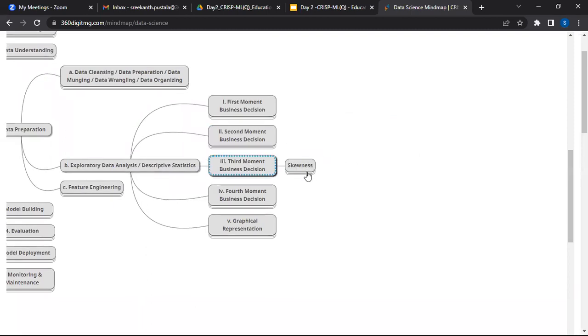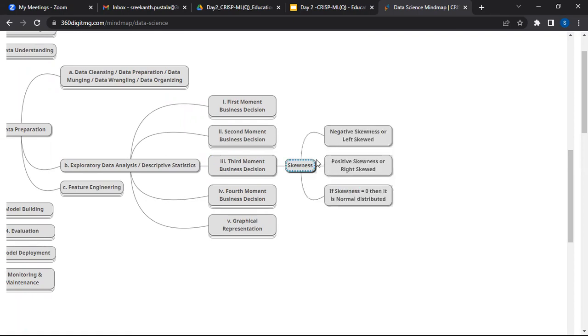The third moment business decision is skewness. We are trying to find the asymmetry here, so it is also called the measure of asymmetry. We have negative skewness, or left skewed, and positive skewness, or right skewed. If skewness is equal to 0, then it is normally distributed.